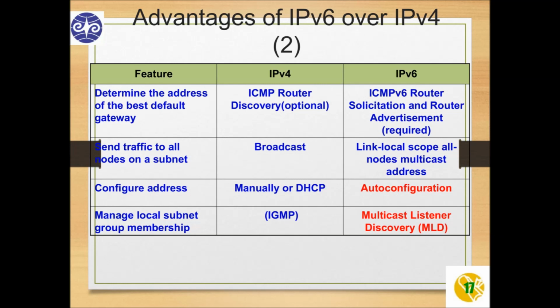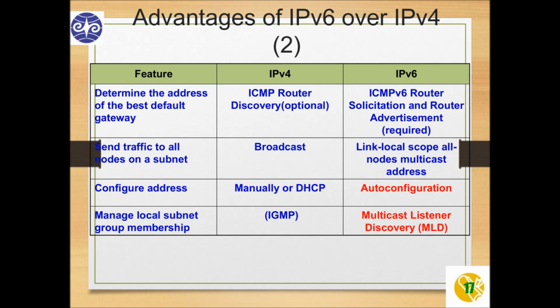Next feature is configure address, which is configuration. In IPv4, manual assignment or DHCP, dynamic host configuration protocol, is used to assign IP addresses. So there are two mechanisms. We can assign IP addresses manually or we use DHCP. In IPv6 there is auto configuration. There is no concept of manual IP addressing over here.